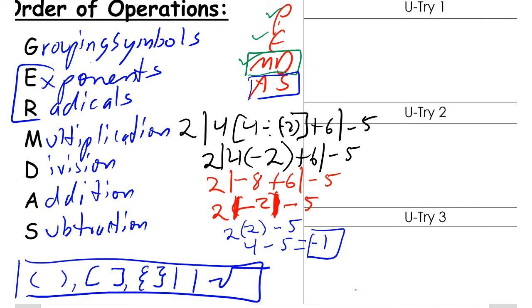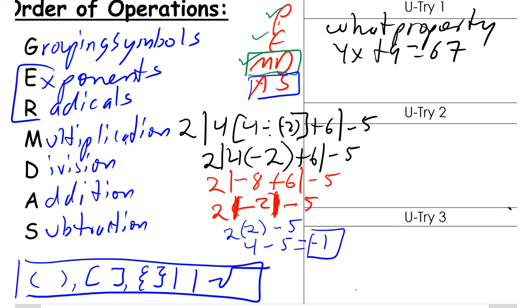Okay, here are your U-tries. You're going to write your answers down and take them and put them into the knowledge checks. U-try number 1 asks, what property is this? If 4x plus 9 equals 67, and 67 equals 4x plus 9. What property is being illustrated here?